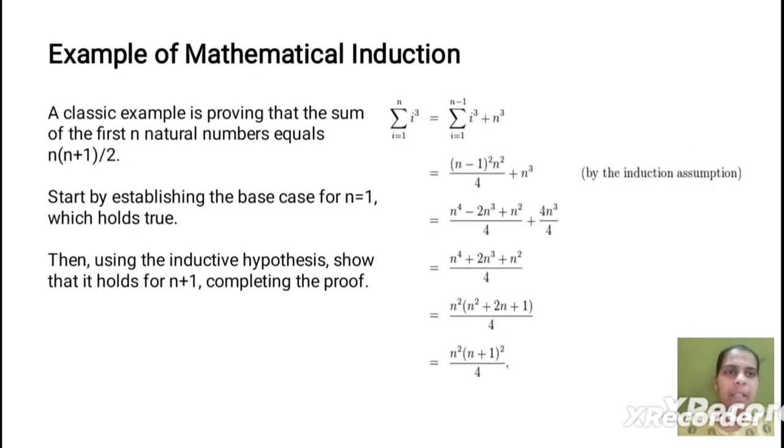Example of mathematical induction. A classical example is proving that the sum of the first n natural numbers equals n times n plus 1 divided by 2. Start by establishing the base case for n equals 1, which holds true. Then, using the inductive hypothesis, show that it holds for n plus 1, completing the proof by induction.